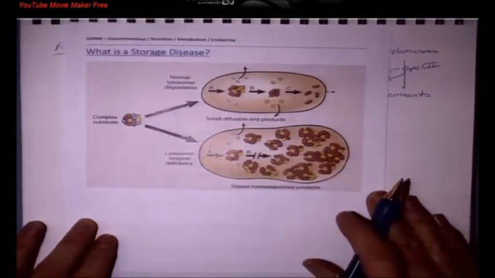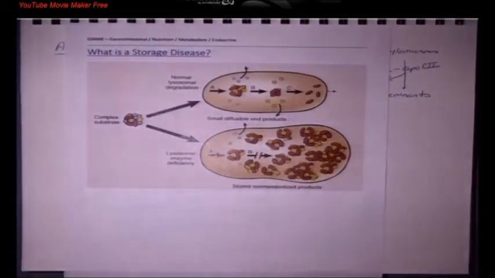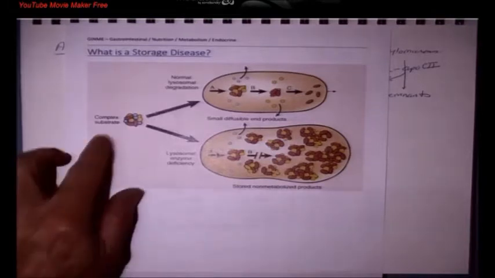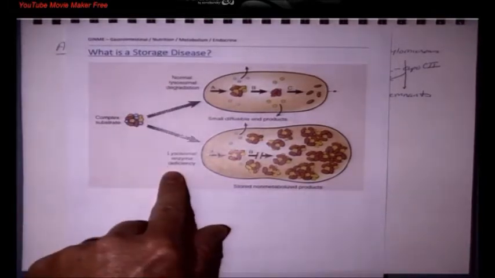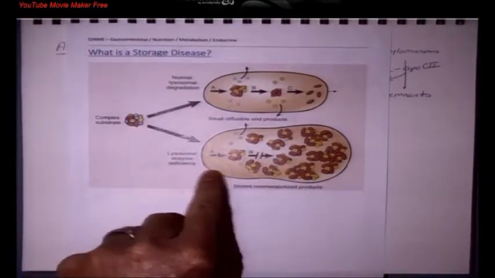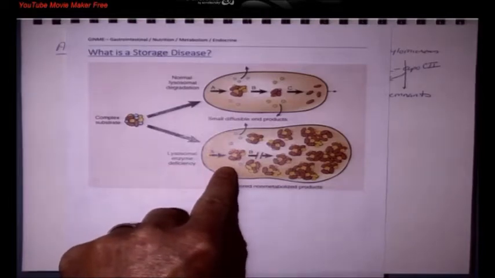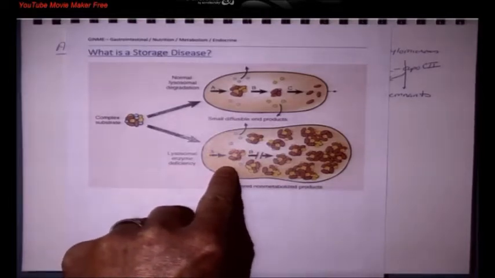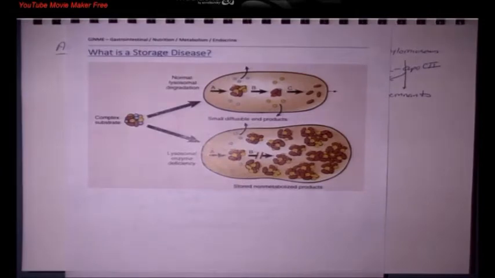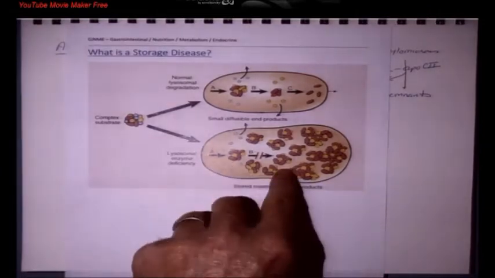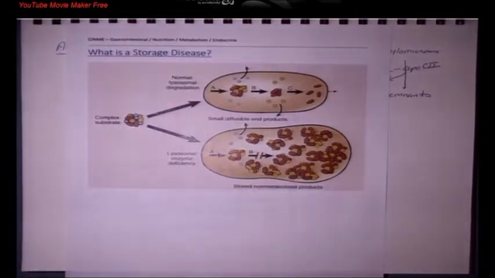So, a storage disease is when these products are taken up by cells and they are not processed properly. And there's different types of storage diseases. We'll go through the several different ones. What that means is that you have an unusual accumulation of molecules that shouldn't be there.